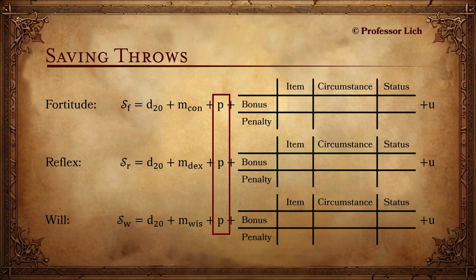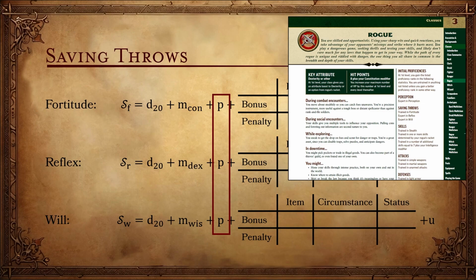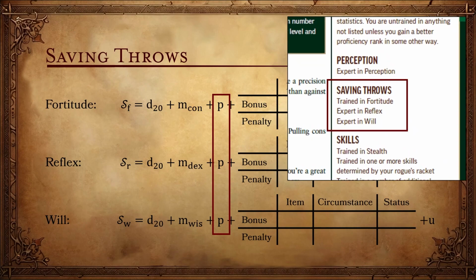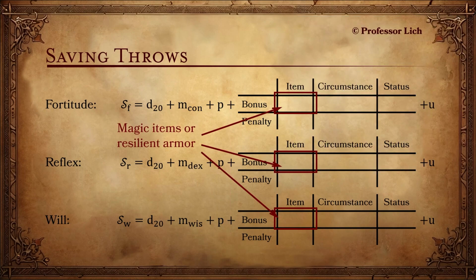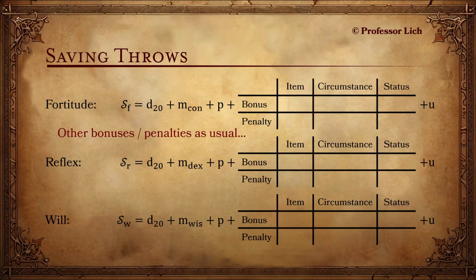You will typically always have something to put down as your proficiency modifier. If you're not sure, it'll come from your class, so you will be at least trained at the bare minimum in each of the 3. So you will always have some number to place here. Item bonuses might come from things like magic items, or if the armor has the resilient property, and other bonuses and penalties apply as usual.